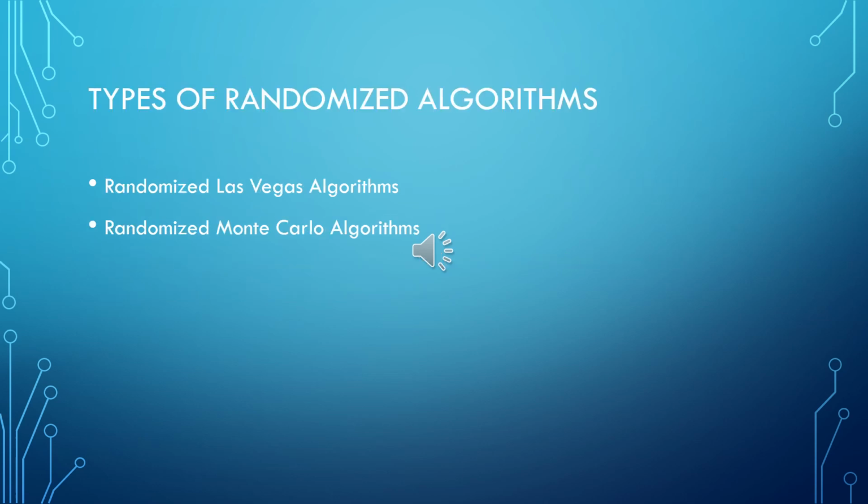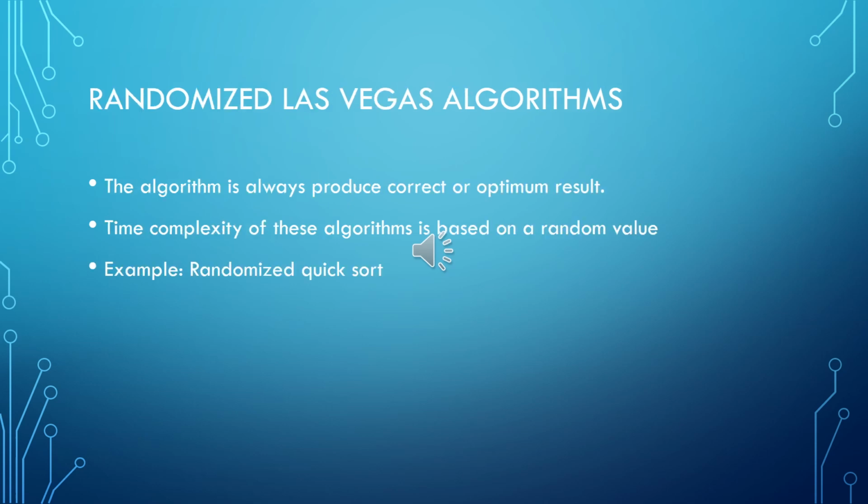There are two types of randomized algorithms. They are randomized Las Vegas algorithms and randomized Monte Carlo algorithms. A randomized Las Vegas algorithm always produces a correct or optimum result. The time complexity of this algorithm is based on a random value, and an example of a randomized Las Vegas algorithm is randomized quicksort.